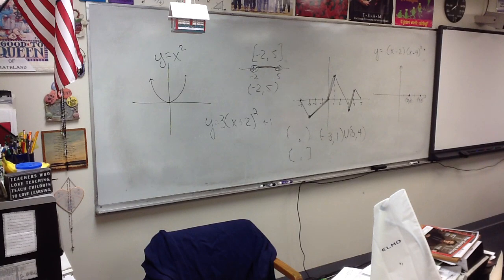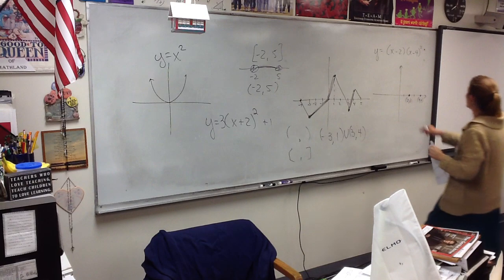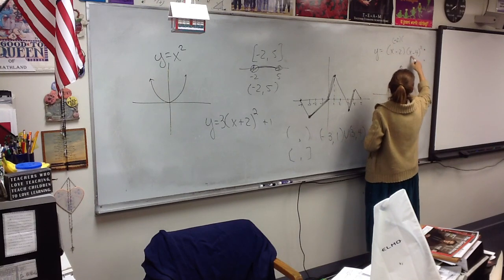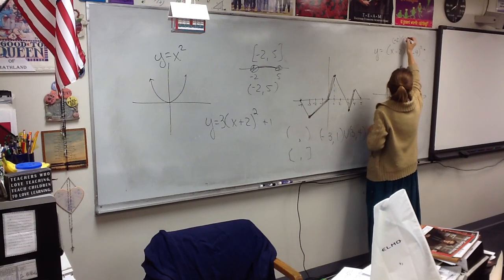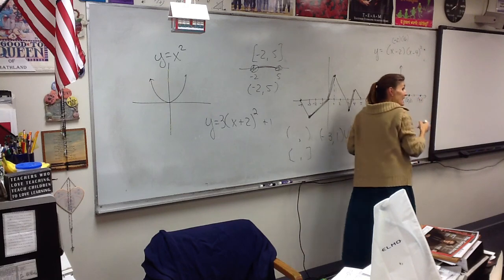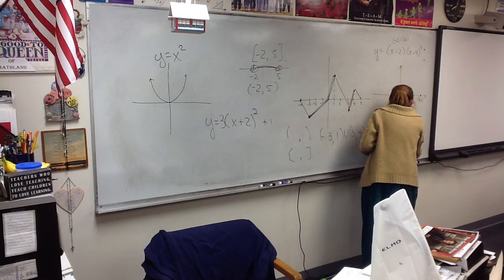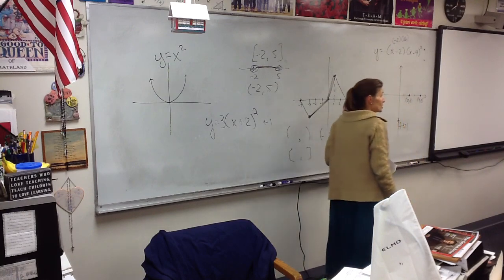Now, how do we find the y-intercept? We've already talked about it. I don't care what the equation looks like. How do you find a y-intercept? Plug in 0 for x. So if I put in 0 for x, what am I going to get? -2, -4 squared is 16, so I get -32. So my y-intercept is down here at -32.